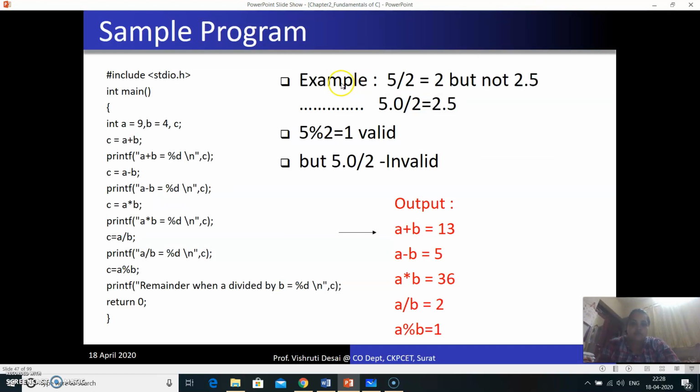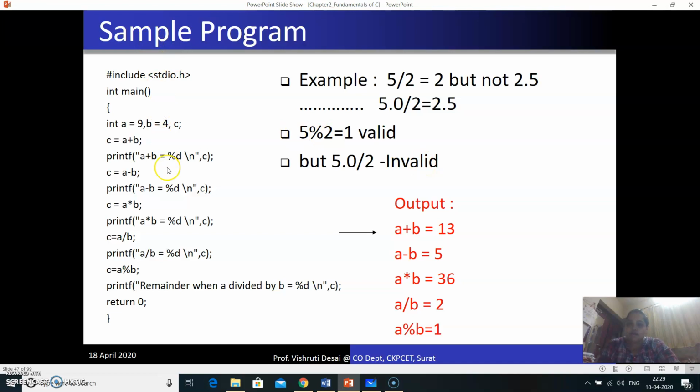Here is the example. Suppose we are performing 5 divided by 2. The division operation will give me the quotient, so the answer will be 2. But the actual answer of 5 divided by 2 is 2.5. So if you want the exact result of 2.5, you need to make sure that any of the operands is a float number. So here I have written 5.0 divided by 2, that is 2.5. In exactly the same way, if I perform 5 modulo 2, my result will be 1. So it is a valid operation. But you cannot perform 5.0 modulo 2, it is an invalid operation.